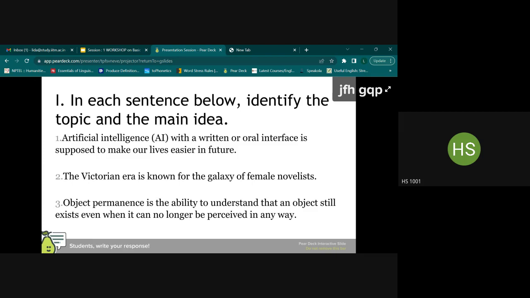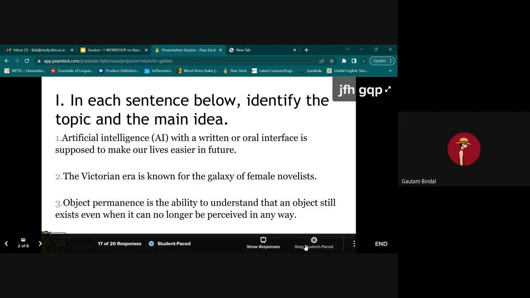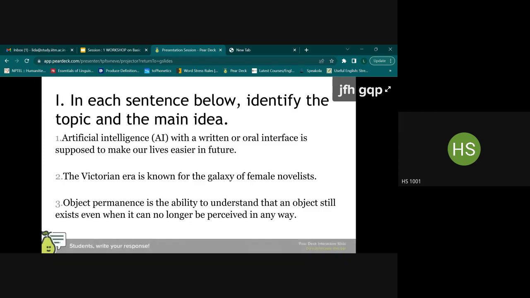The third one, object permanence is the ability to understand that an object still exists when it can no longer be perceived in any way. Topic. Object permanence, right? That's your topic. So we're just going to write about object permanence, and basically a definition that is given, the ability to understand that an object still exists even when it can no longer be perceived.